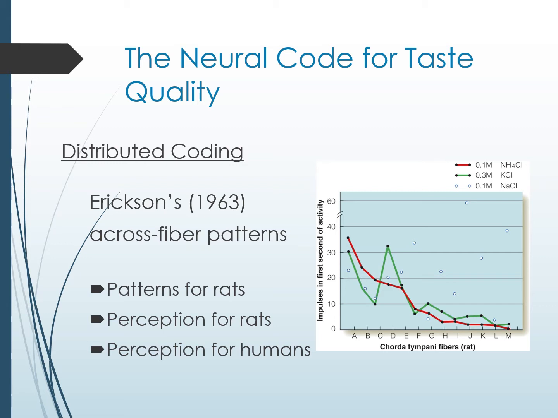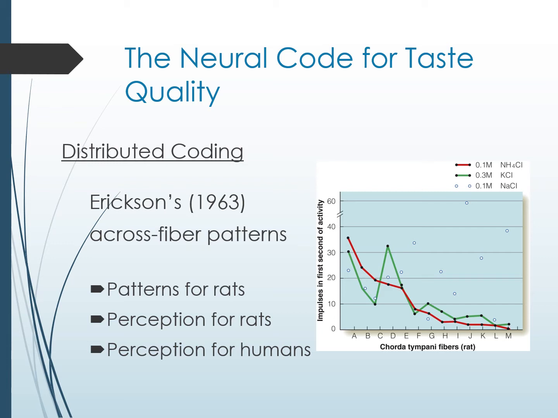And we're going to start by looking at the response of rats and the measurement in these chorda tympani fibers to ammonium chloride, what you see there at the top in the red line, NH4Cl, and potassium chloride, which you see in the green line, KCl. Those both taste kind of sour. And what we see is that for rats, the ammonium chloride and potassium chloride have really similar patterns of activation, where for A through C we have the same amount of activation, and for E through M we have really similar amounts of activation, and the only real difference there is D. But overall, that across fiber pattern looks relatively similar.